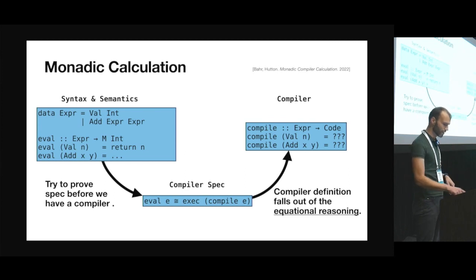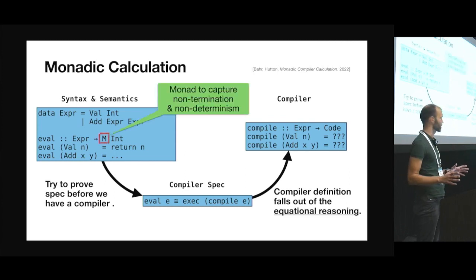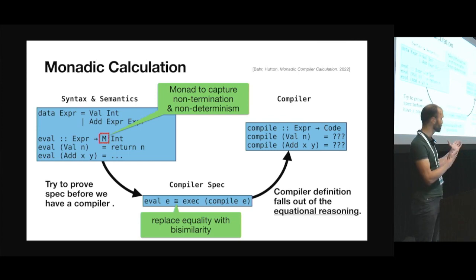And what we did last year at ICFP is show that this also extends to monadic semantics. So where the semantics of our programming language is given in terms of a monad that is able to capture also non-determinism and non-termination, right? And in order to do this, also our spec now has to replace equality for a bisimulation relation down here, right? So, but the whole machinery still works as before.